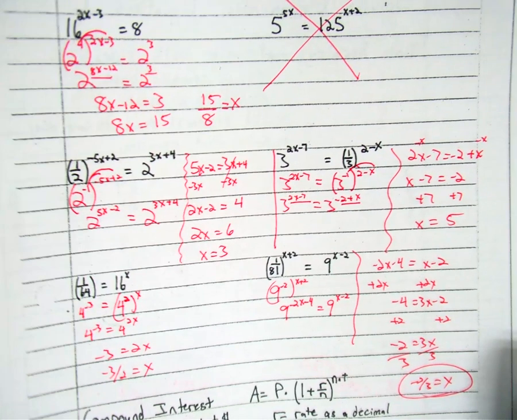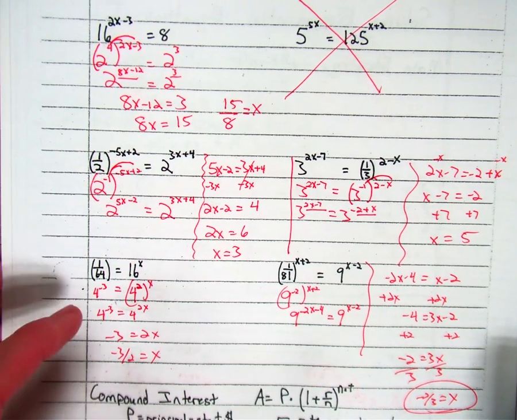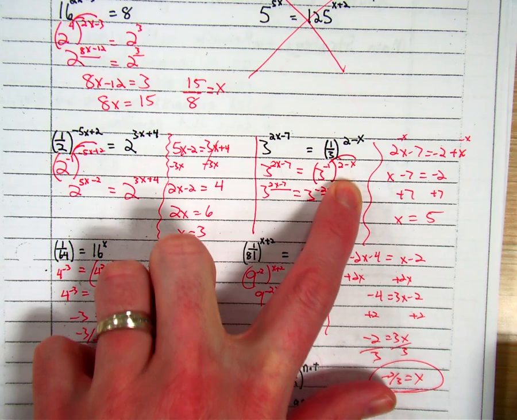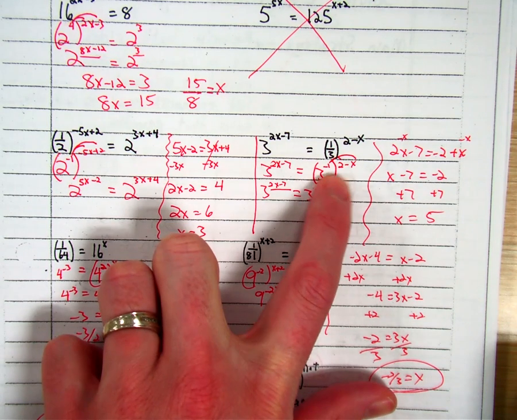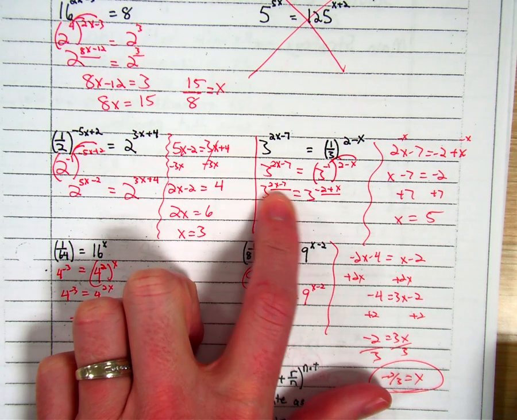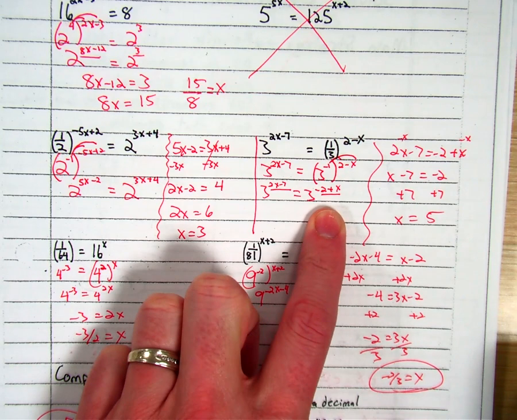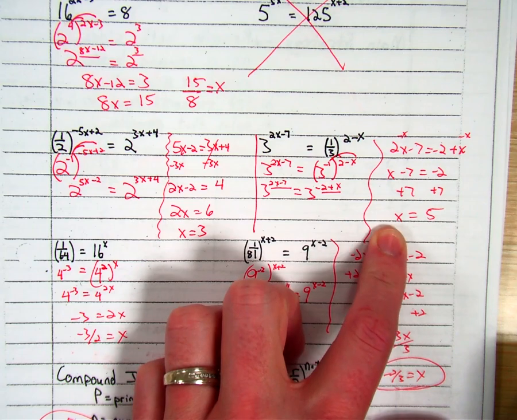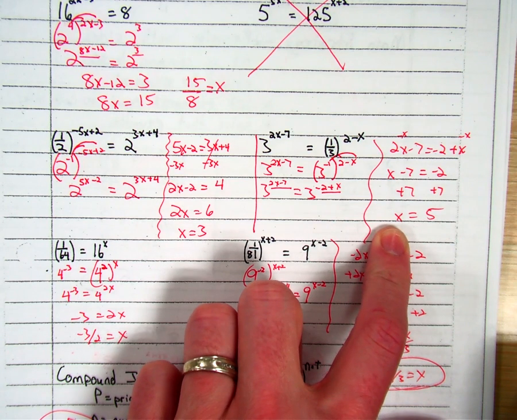Next up, let's see what we got with the 3's. Okay, we're going to change this 1/3 to negative 1 and distribute. We'll have 2x minus 7 equals negative 2 plus x. We should end up with x equals 5. Take a look there.